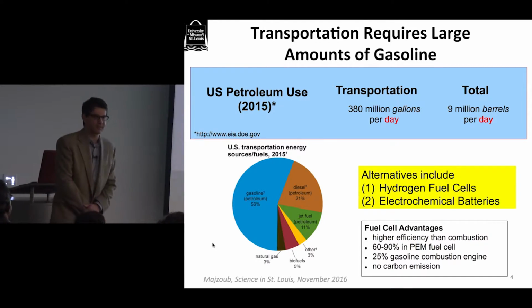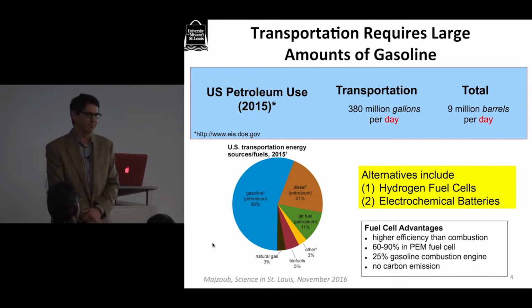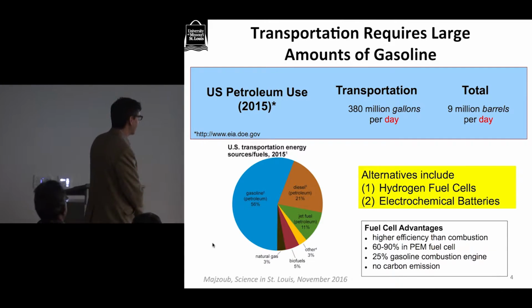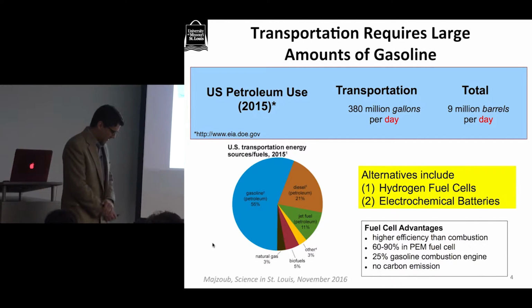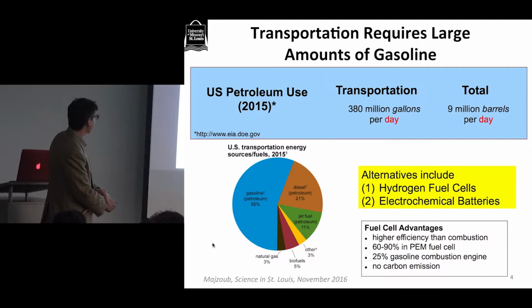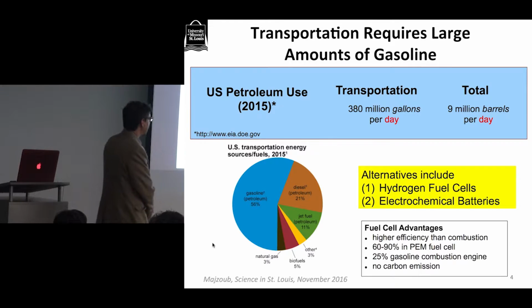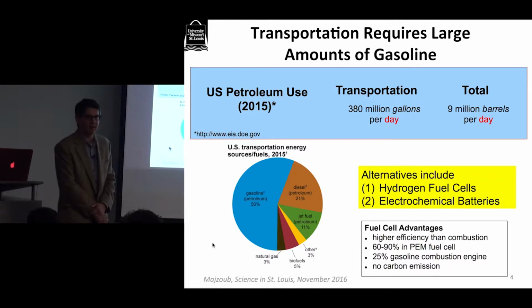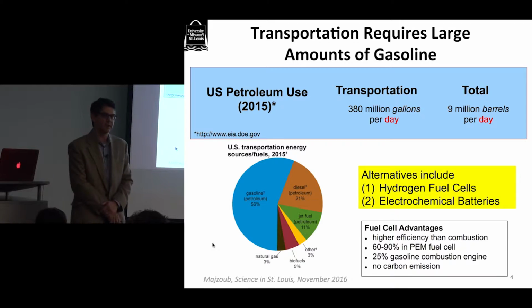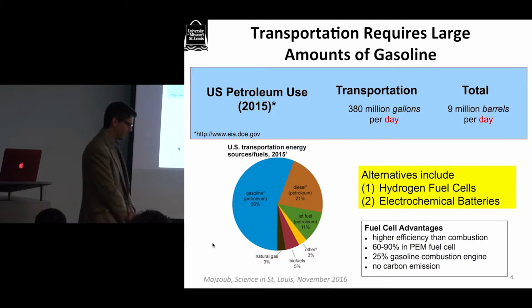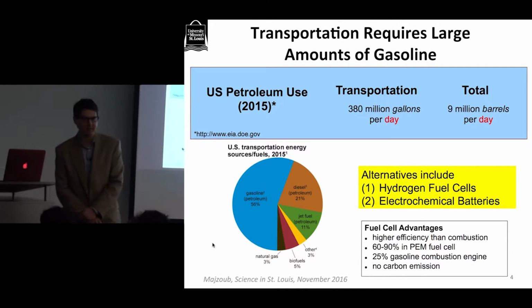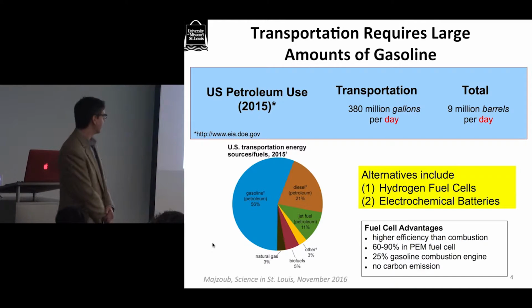Okay, so let me give you a specific example of an area where we're applying technology to try to make some advances in things like transportation. The numbers that I show here on the slide are taken from 2015. So transportation in the United States, we use about 380 million gallons of gasoline per day. And the total here is about 9 million barrels per day, which is quite a large number. And we would like to be able to be not so reliant on petroleum for our transportation needs.